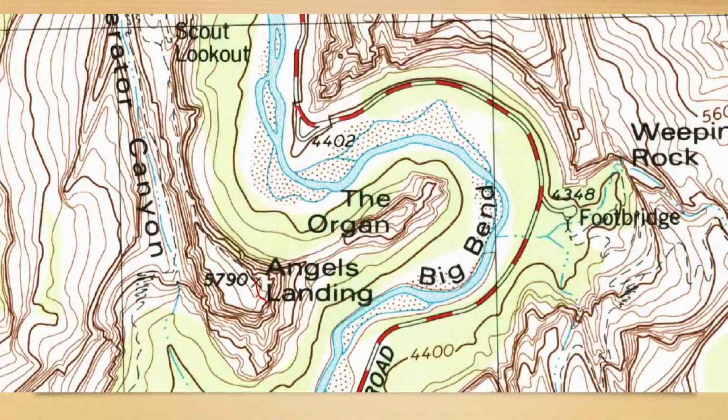Okay, so we have this picture here of the topographic map of the Zion National Park area. Zion National Park's huge. This is just the area in the valley with this popular hike right here.